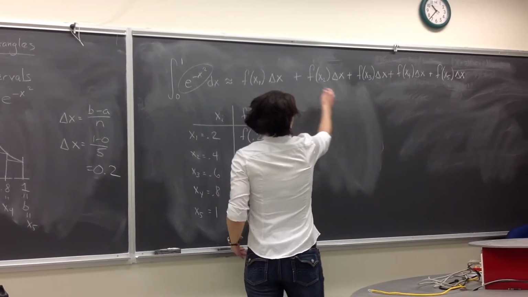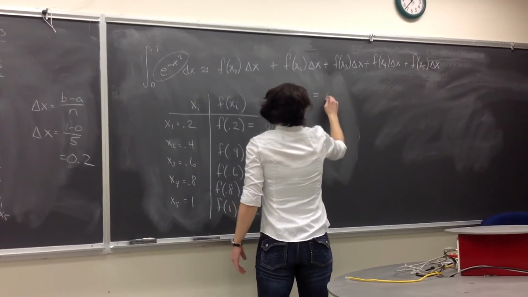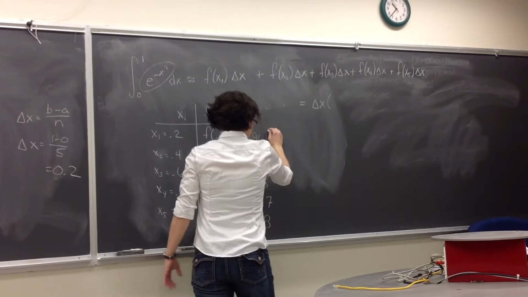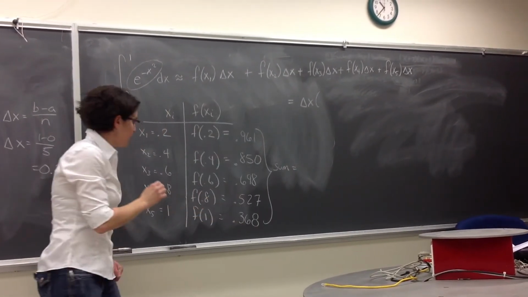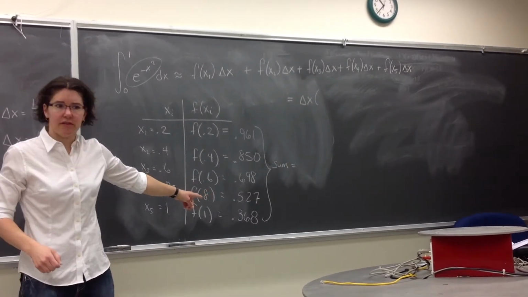And so up here, this is really delta x times the sum of all of these. And so please add up all these numbers and see what you get.